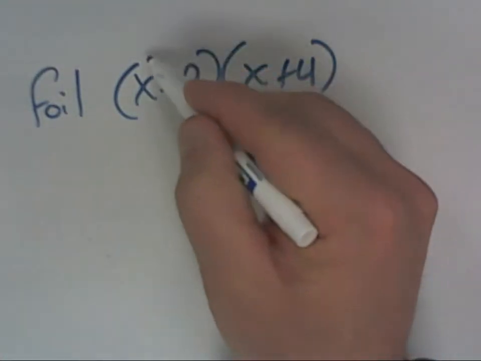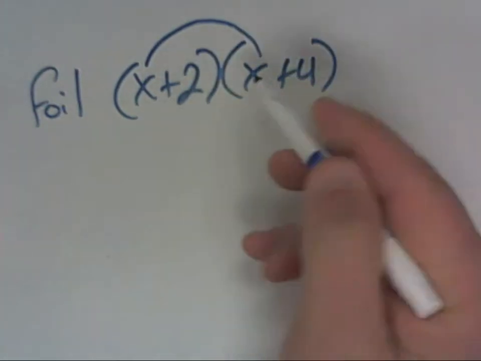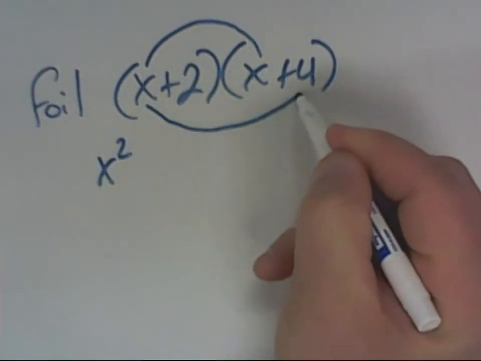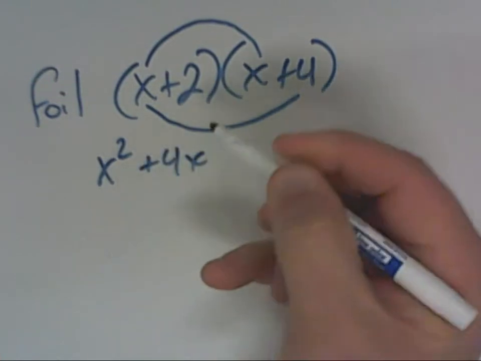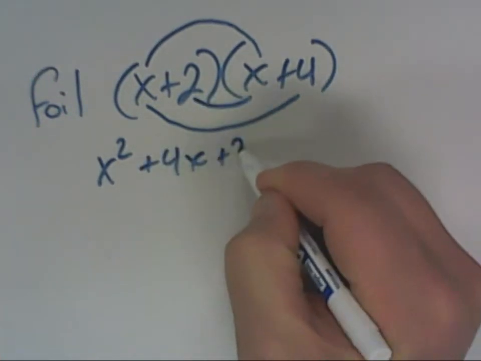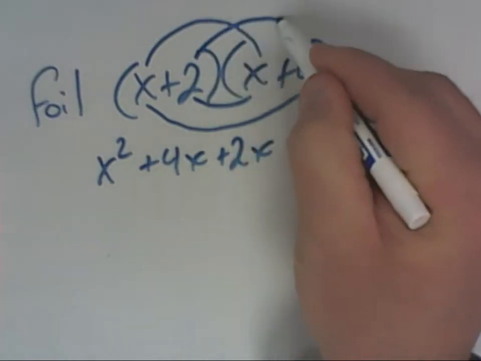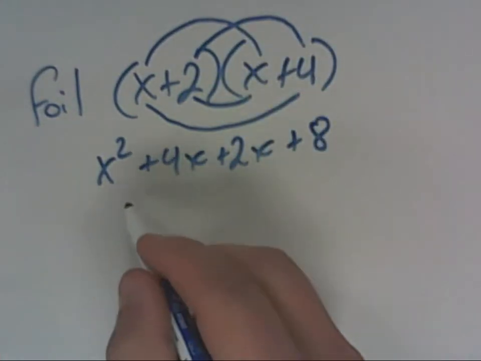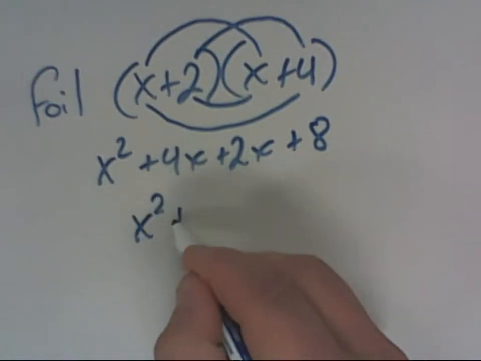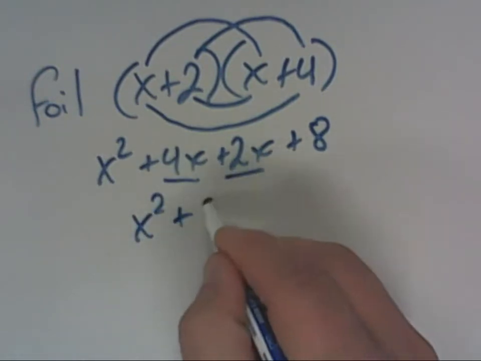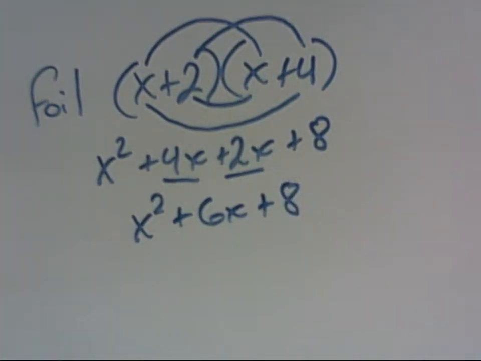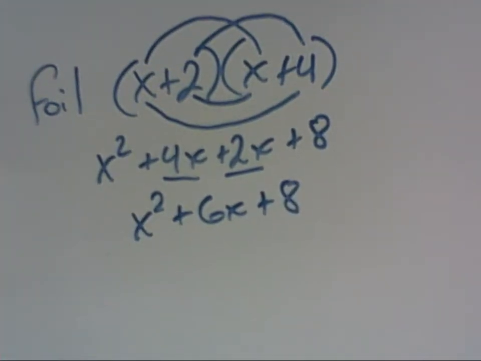We're going to FOIL, which means we're going to multiply the first terms together. X times x gives us x squared. And I'm going to take x times 4, which gives us 4x. And 2 times x gives us 2x. And then 2 times 4 gives us 8. And so when I put these like terms together, I'll have x squared plus 4x and 2x is 6x plus 8.